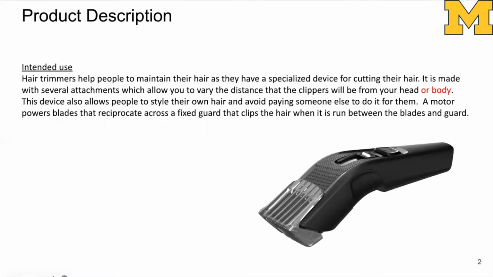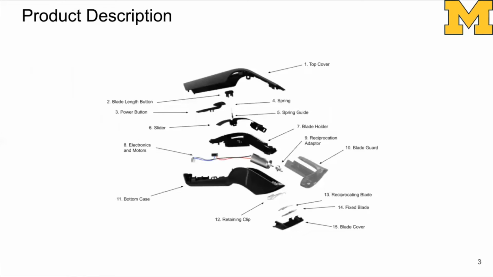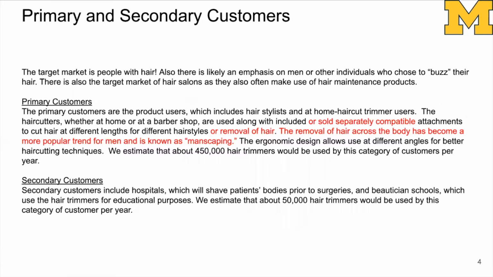The product description, as you can see, is just a trimmer that is used to cut hair. A broken down diagram labeling each part. Primary customers are generally at-home haircut trimmers or hairstylists who are using the trimmer to cut head hair. The secondary customers are hospitals who are using it to cut body hair for patients.